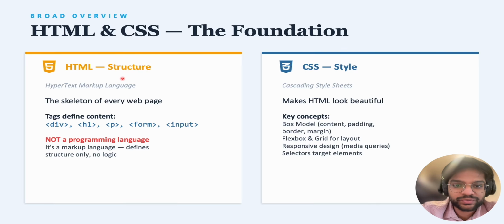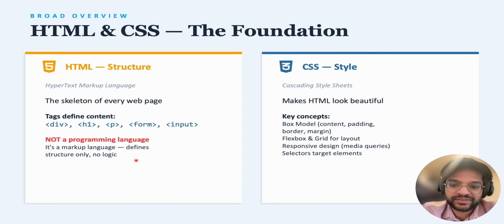So let's start with the foundation, which is HTML and CSS. HTML stands for Hypertext Markup Language. It's the skeleton for every page, and we write HTML using specific tags like div, h1, p, form, input. Each tag defines a piece of content. HTML is not a programming language. It's a markup language. It is just used to define the structure.